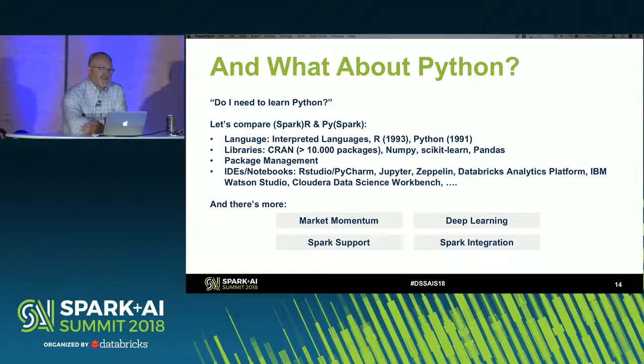If you just quickly compare R and Python, both are interpreted languages. R dates back to 1993, Python to 1991. Both are powerful and have large libraries, so there is no shortage of functionality. Usually you'll be very happy to find a number of methods, or very often even alternative methods, in each language. Both come with a nice package management system, so it makes it very easy to add new packages or libraries.